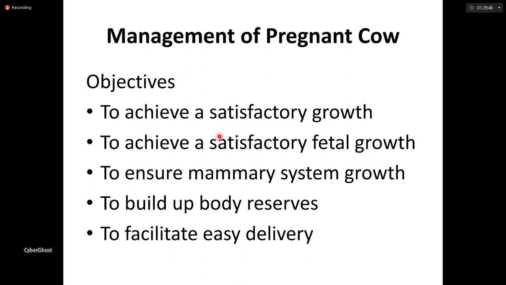Again, to facilitate delivery, we need to build up the energy level. And also we have to eventually facilitate an easy delivery process at the end of the gestation or pregnancy period of these animals. Usually we call it the pregnancy period, like in humans, but in technical terms we use gestation period. And the delivery we call parturition in these animals.